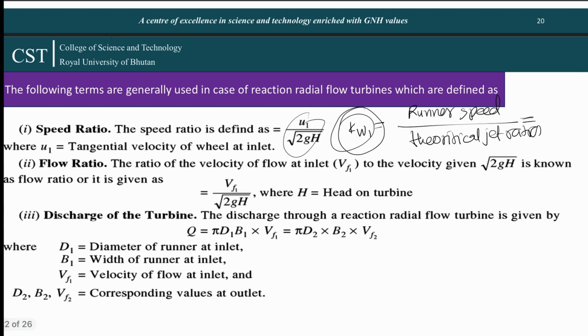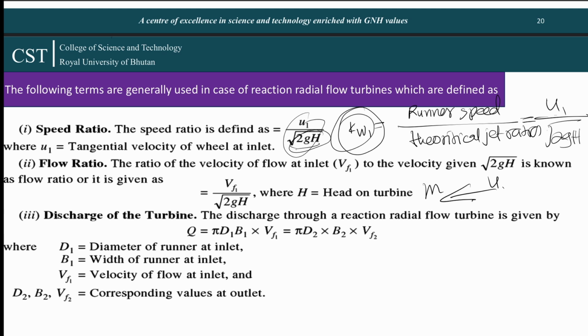If you talk about the runner speed, they have taken it as u1, right? Which means, let's move to the concept of the impact of a jet on a moving plate. In that case, the velocity of the moving plate is given by u, right? So that's the runner speed. And the theoretical jet velocity can be determined using root 2gh, and we have been discussing this formula starting from chapter 4, I guess, when we discussed the orifice. So we just have to take this formula.